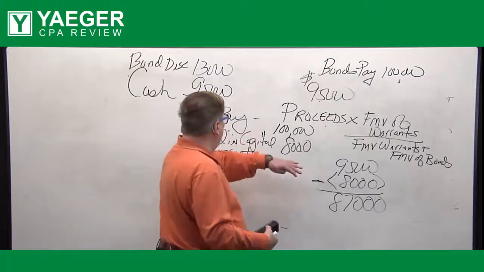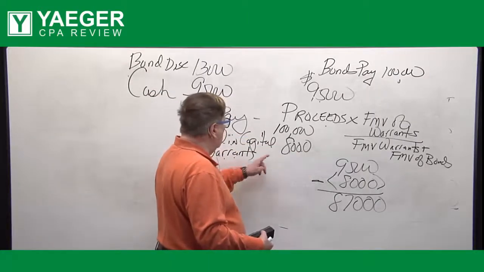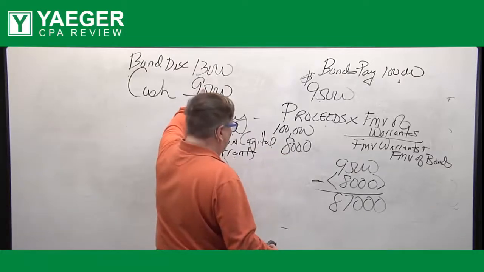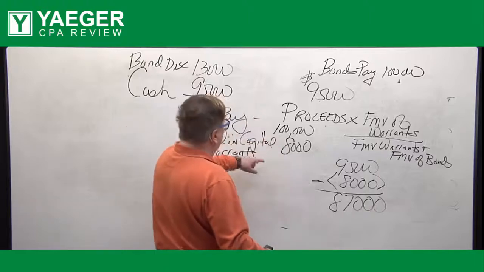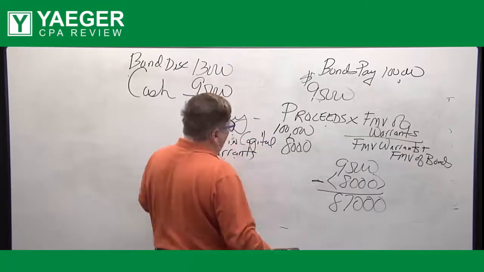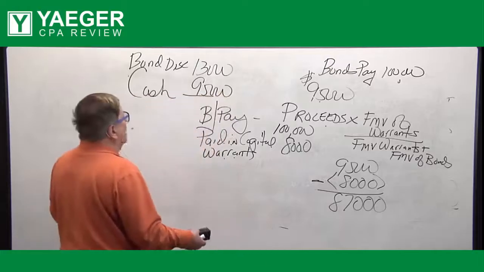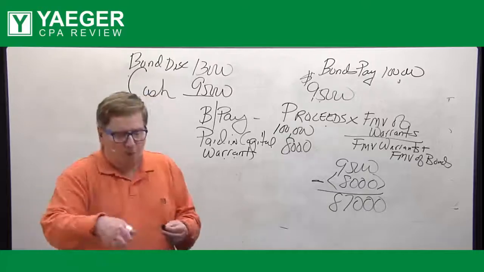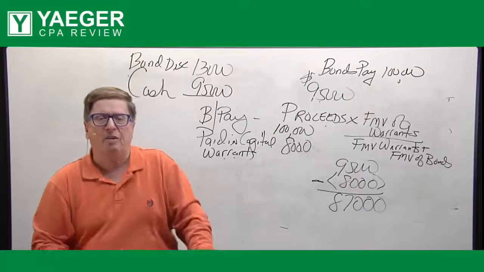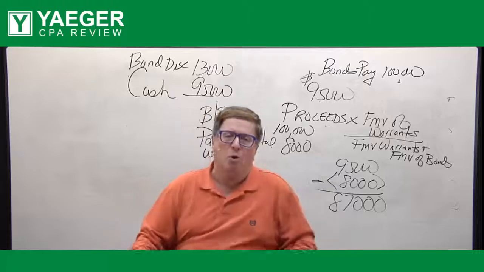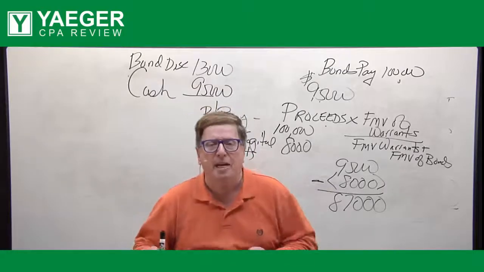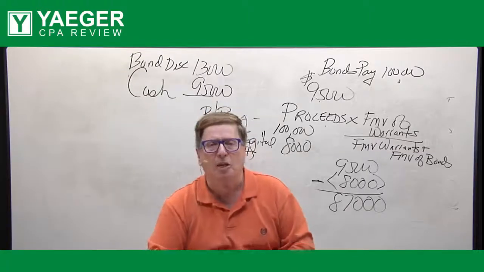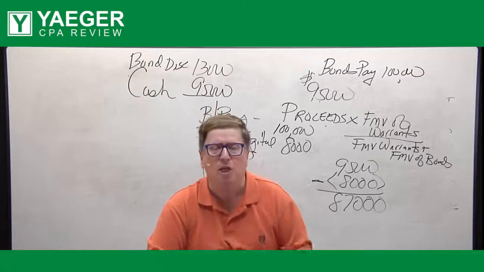We'll still credit bonds payable. Now, the proceeds are still $95,000. We'll credit bonds payable for what? $100,000. And once again, because it worked out this way, the bond discount will be $13,000. So you only do the proration when you know what? The fair value of both. If you only know the fair value of the warrants, credit paid in capital stock warrants for the fair market value of the warrants, and the balance of the proceeds will be allocated to the bonds.